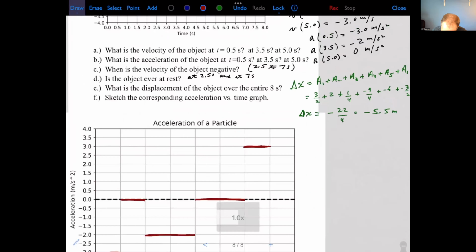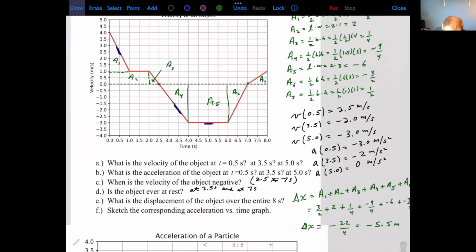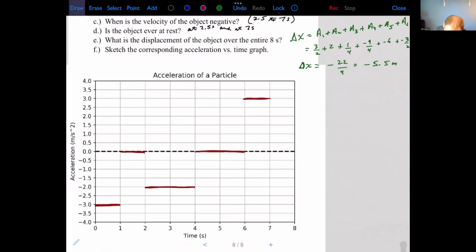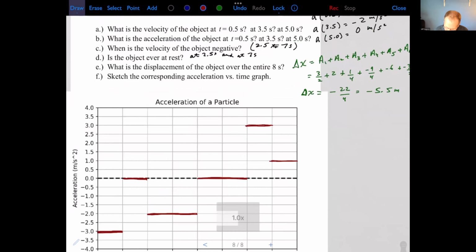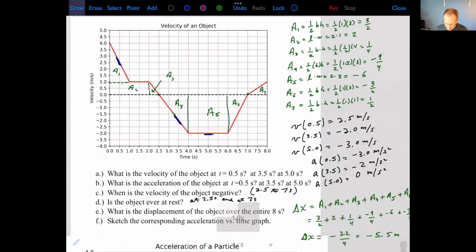And then finally from 7 to 8, let's see, it's going up 1 over 1. So it looks like my slope is +1 there. So from 7 to 8 seconds, I have an acceleration of +1. Okay, so that would be my acceleration versus time graph that corresponds to that velocity versus time graph.